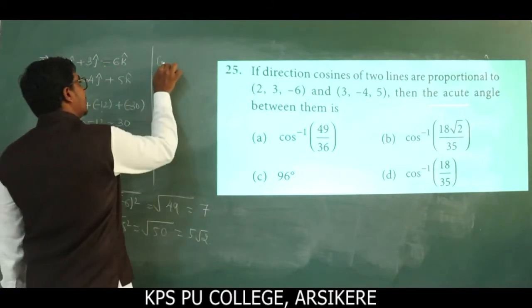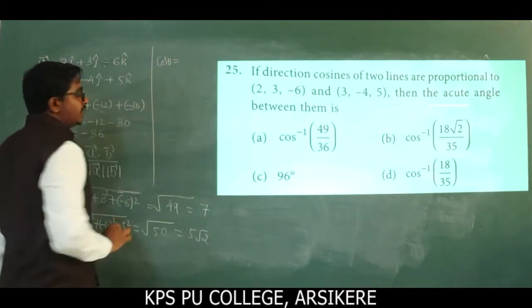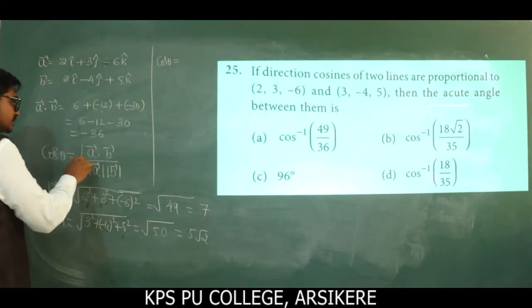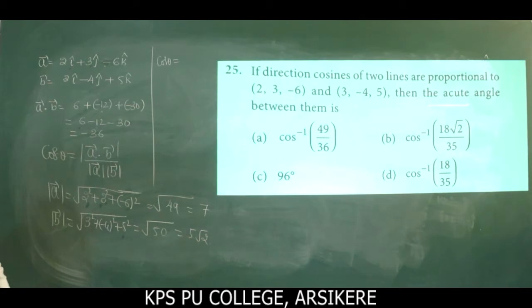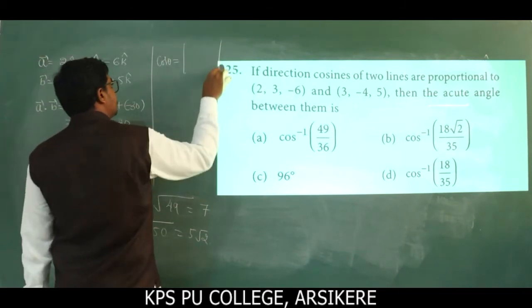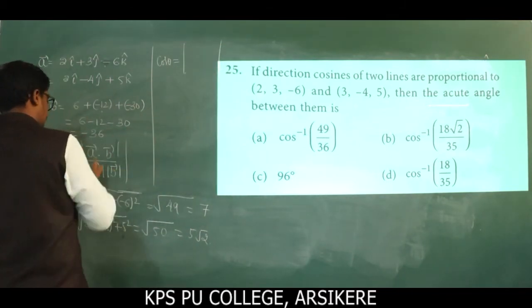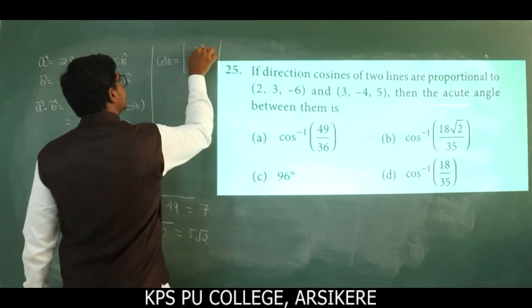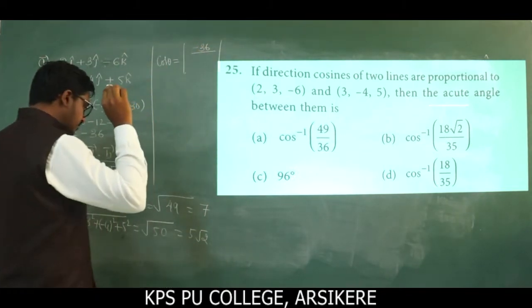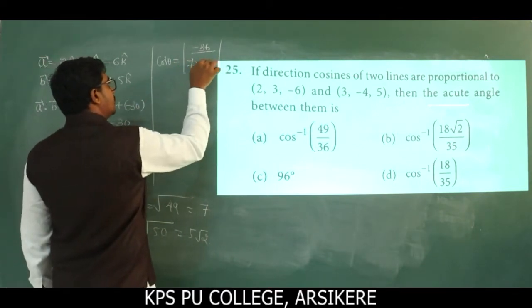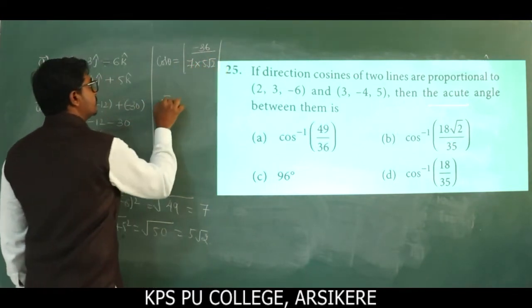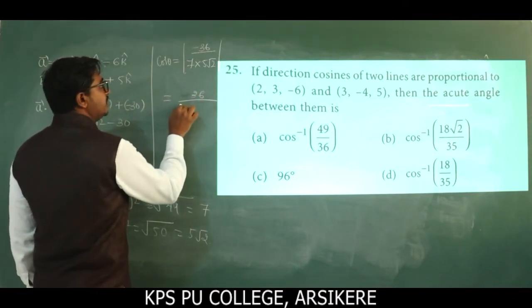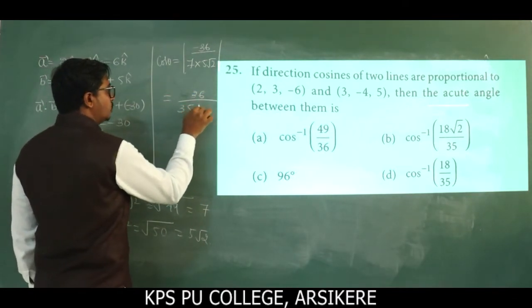So cos theta is equal to, substitute. Actually here we have to find the acute angle, that's why we have to take the modulus. So modulus of A dot B is minus 36 divided by magnitude of vector A, 7, into 5 root 2. Minus 36 becomes plus 36, divided by 5 into 7 is 35 into root 2.